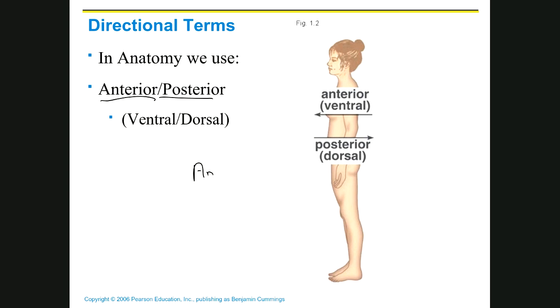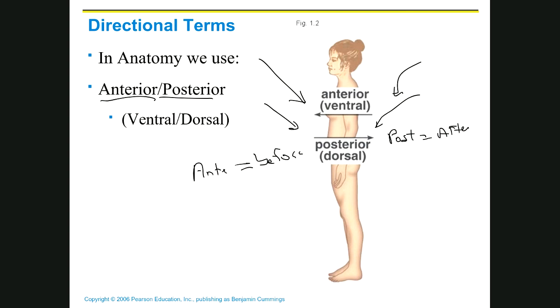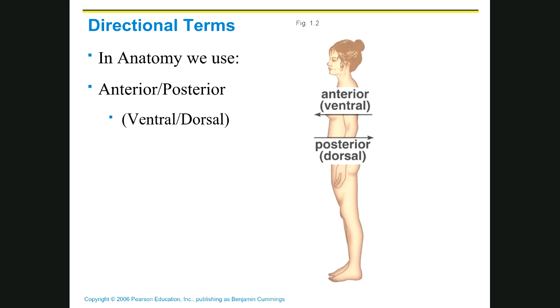Anterior, ante, means before. So this is our before side right here. And posterior, post, means after. So this is our after side right here. So anterior and posterior. Well, we also use ventral and dorsal. Ventral basically means the same thing as anterior, and dorsal means the same thing as posterior, but not exactly.